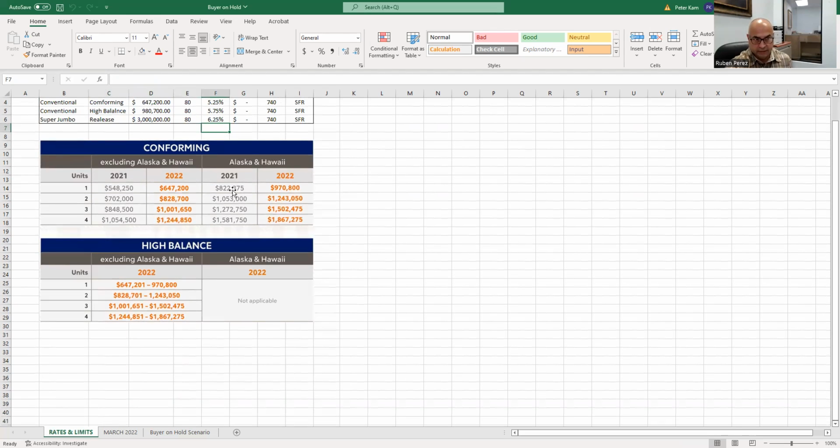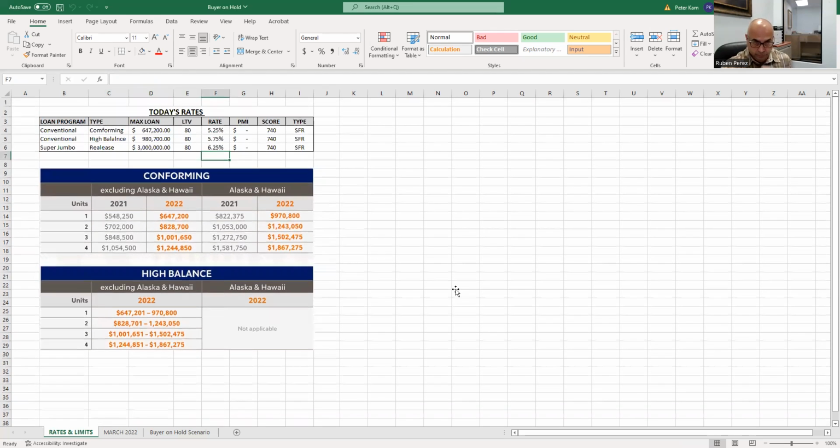So this is like the conforming loan limits. The reason why I bring this up, it's very important to understand, because if, and I'll go into this.